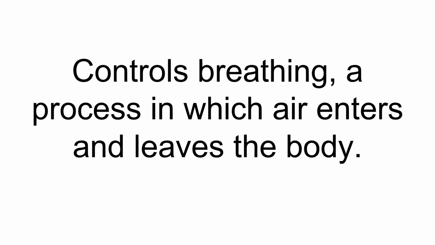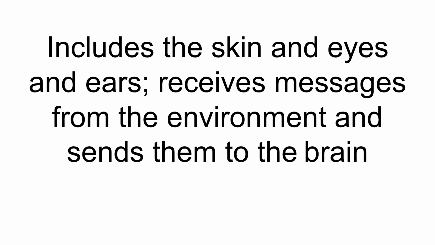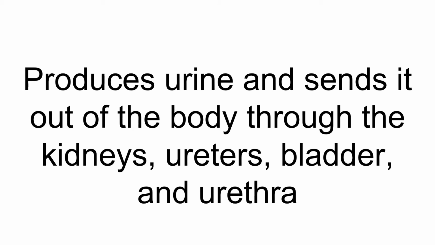Respiratory system controls breathing, a process in which air enters and leaves the body. Organs of the respiratory system are your trachea or windpipe, bronchial tubes, and lungs. Skin and sense organ system. It includes the skin and eyes and ears, receives messages from the environment and sends them to the brain. Urinary system produces urine and sends it out of the body through the kidneys, ureters, bladder, and urethra.